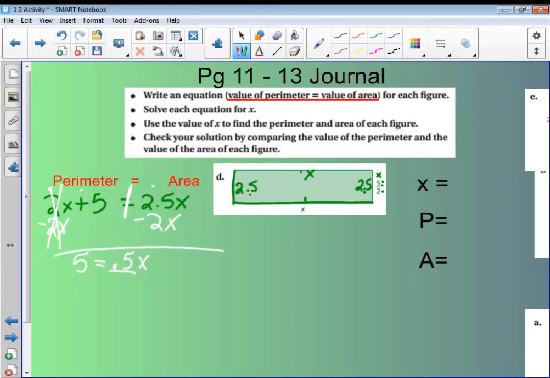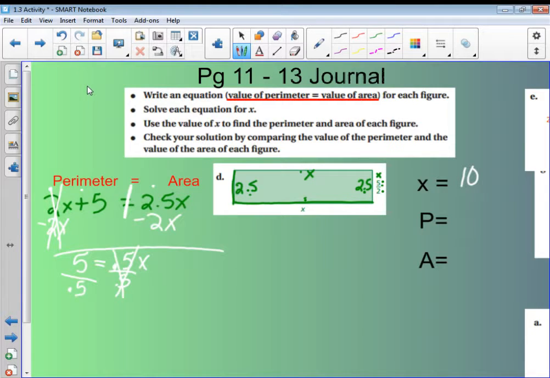Now I'll divide by 0.5. Okay, remember this is not 5 divided by 5, it's 5 divided by 0.5. If you need to use your calculator, you may, but I know that when I divide this out, 5 divided by 0.5 is going to give me 10. Okay, and once again, just to review how to punch that in, you're going to punch it in like this, 5 divided by 0.5, 10, okay?